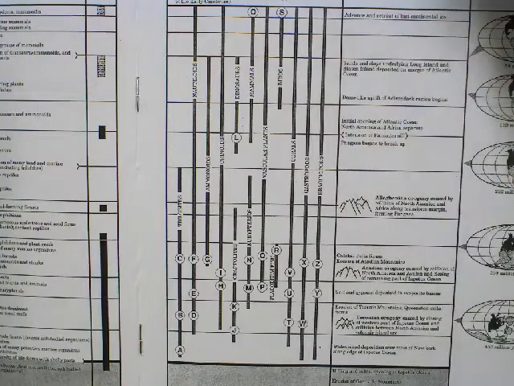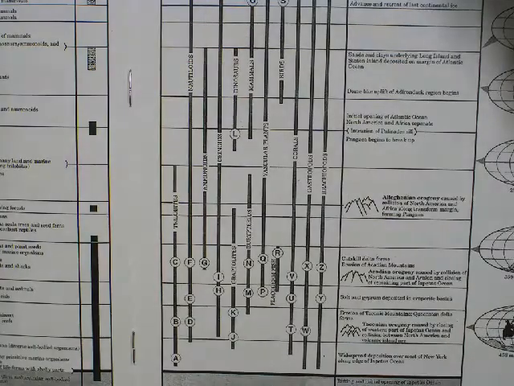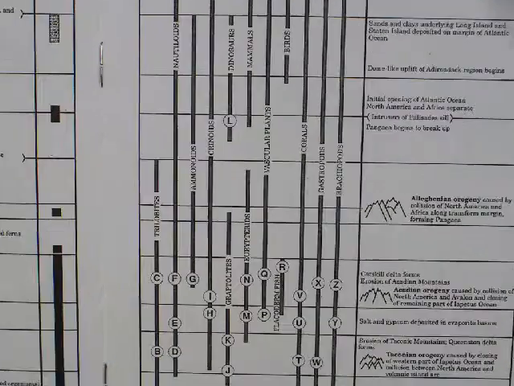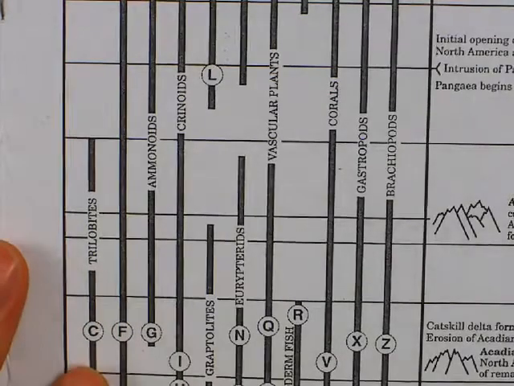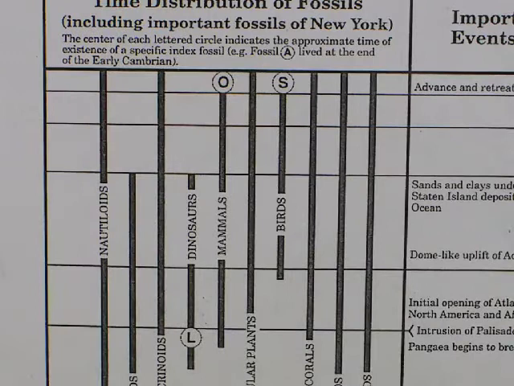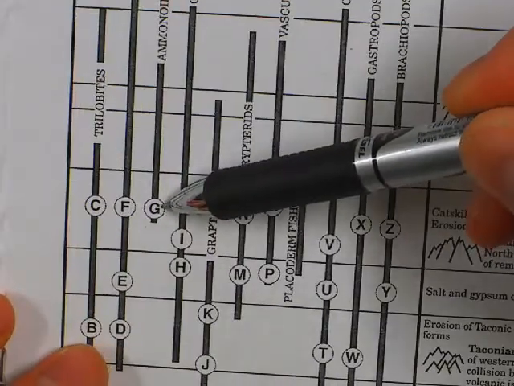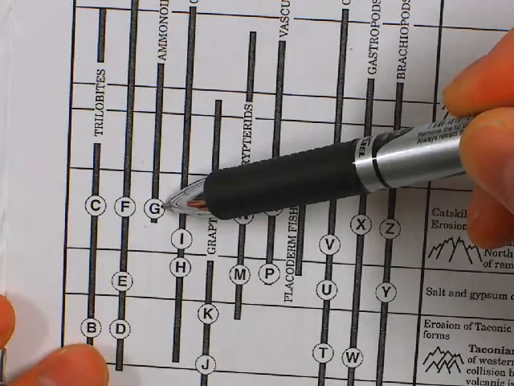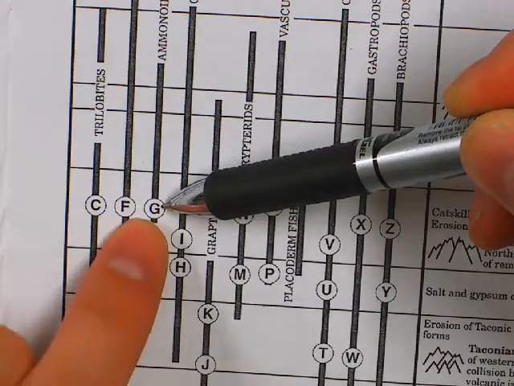Okay, so if we zoom in enough where we can see a little bit better, all of these right here are common index fossils that are in New York State. These are the New York State most well-known index fossils, and there's different types of them. So the first thing you have to be able to do is pick a letter. So say fossil G. What is fossil G?